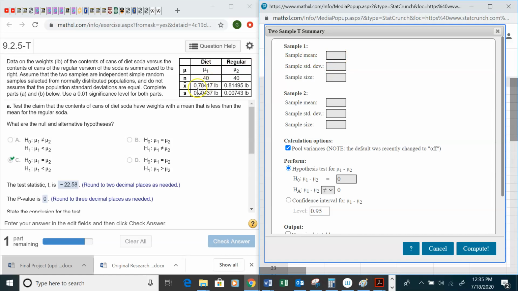Sample 1 has a sample mean of 0.78417. The sample standard deviation is 0.004.